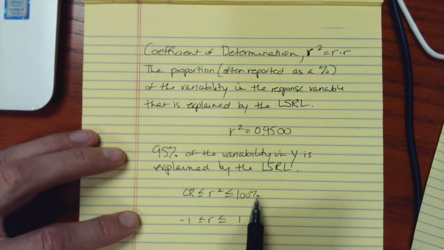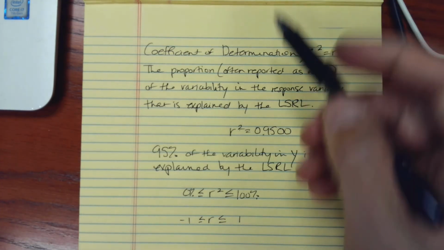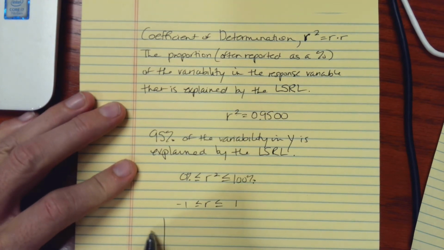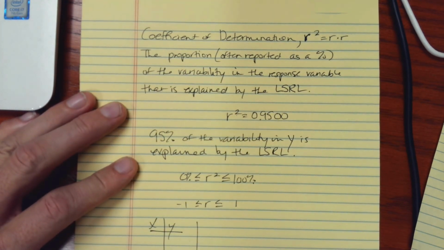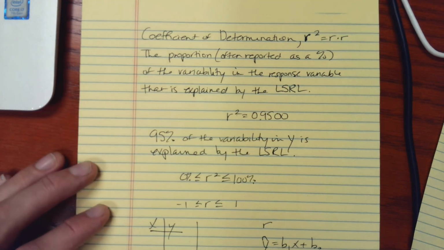So in the next videos, we'll look at some examples where I go through a full analysis from start to finish. I'll start with just a table of values. We'll construct a scatter plot. I'll calculate and interpret r, find the least squares regression equation, determine the slope, and then finally calculate r squared.